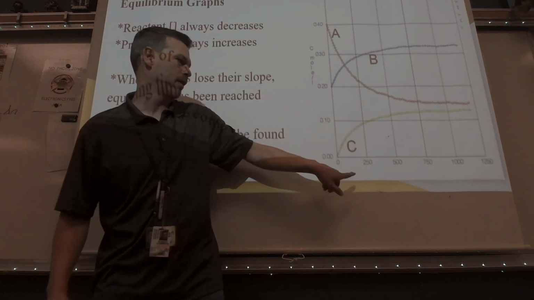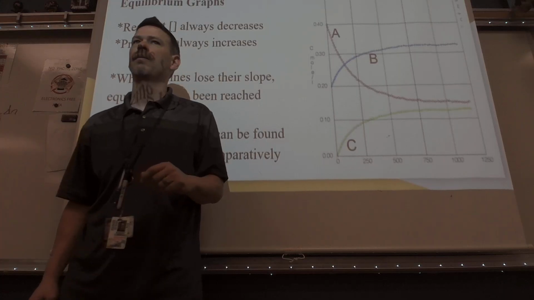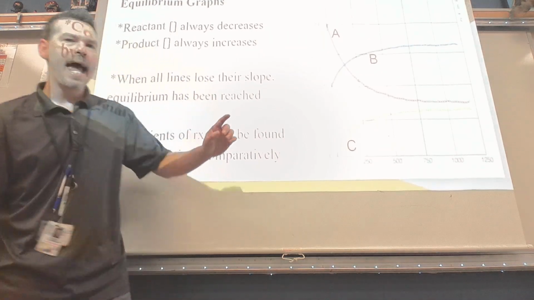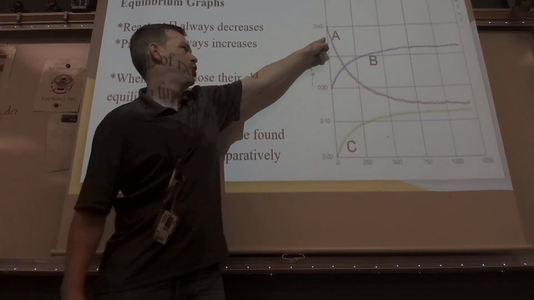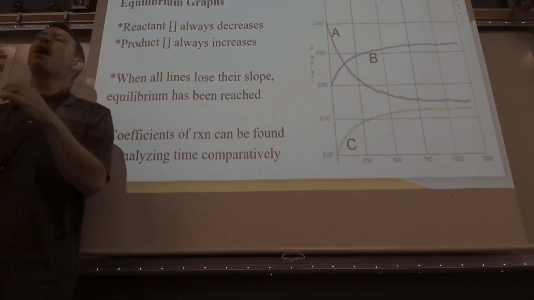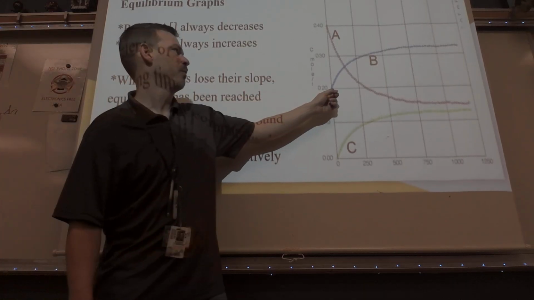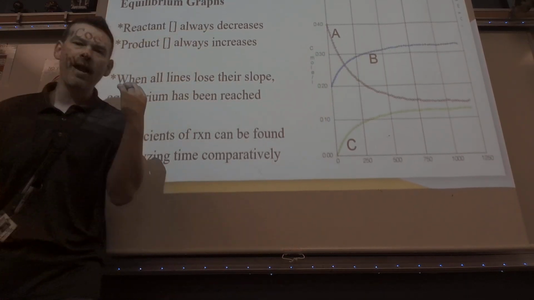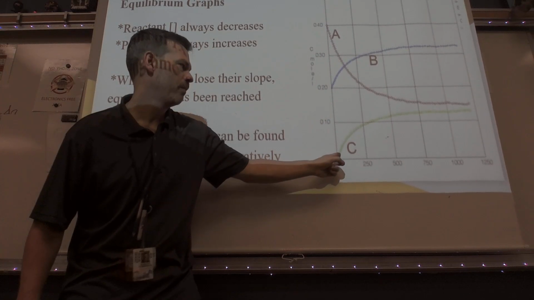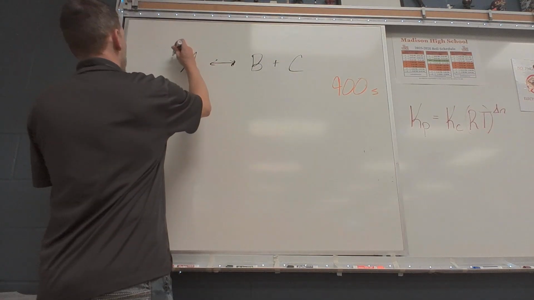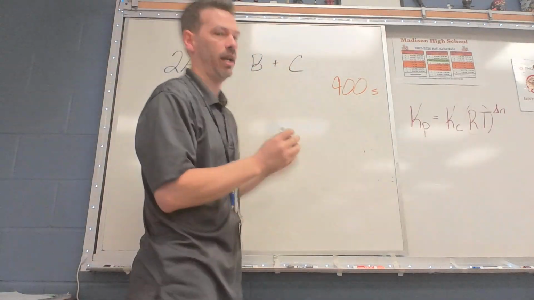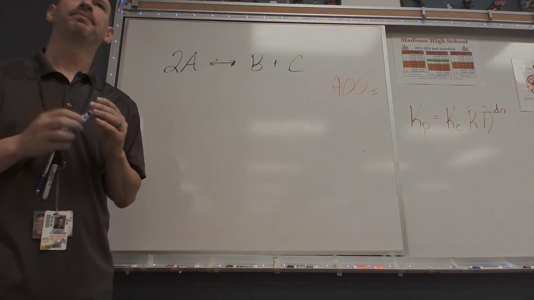So let's take this first block of time, 0 to 250 seconds. About how many squares does A move through? Just under 2. About how many squares does B move through? Just under 1. About how many squares does C move through? Just under 1 during that first block of time. So, comparatively to each other then, it is a 2 to 1 to 1 mole ratio.